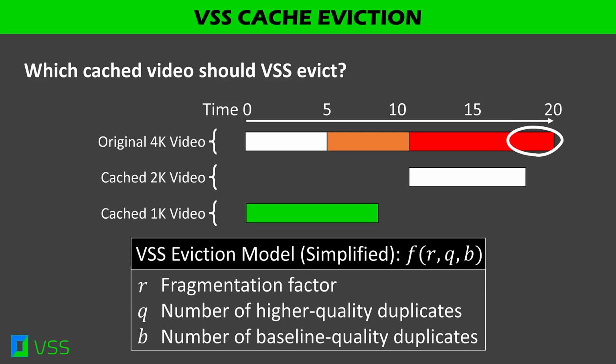So to summarize, VSS's eviction model takes three things into account when deciding which video fragments to evict. First, the amount of fragmentation created by a candidate. Second, the number of redundant, higher quality copies that exist. And finally, whether a baseline quality would be maintained post-eviction. Formally, VSS employs a weighted sum of these factors with some additional factors that I don't have time to discuss today. We discuss these additional complications and complexities, fully formalized, in the full paper.